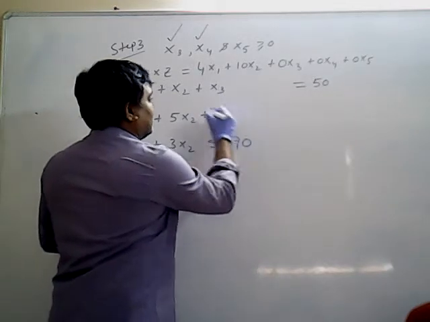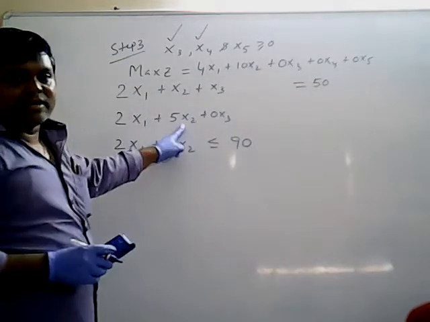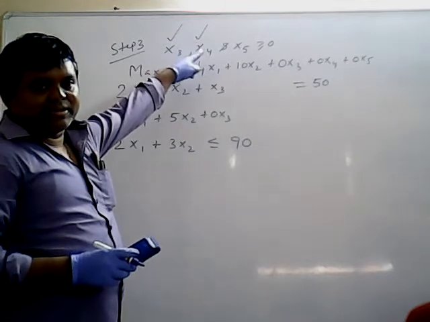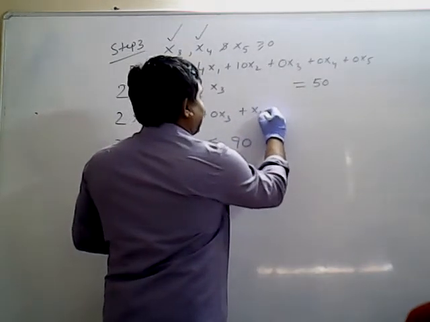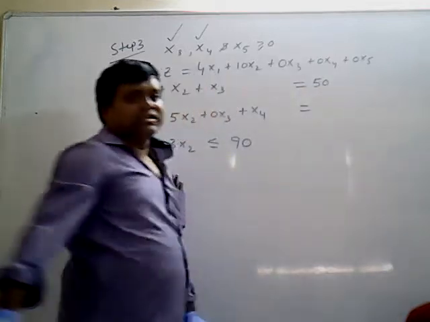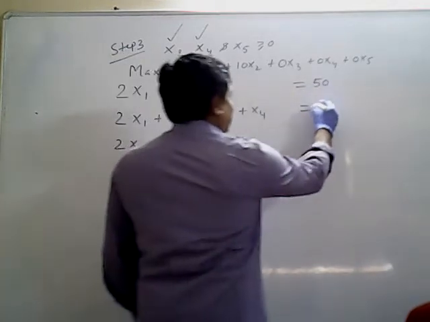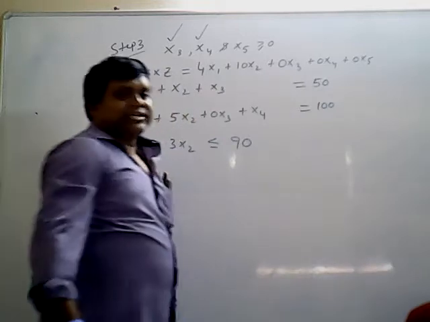So that means you will get 0x3. Now second constraint is also less than or equal to type, means next slack variable is added. What is the next slack variable? x4. So plus x4 is added so that inequality becomes equivalent to the value. What is the value? 100. Now second one is completed.